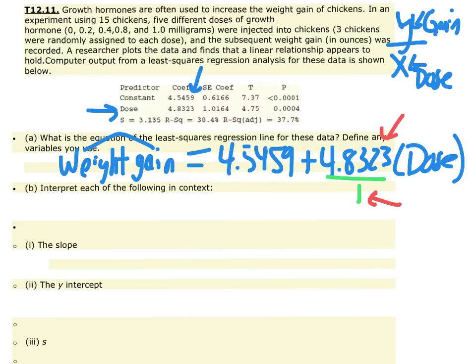The y-intercept, we do see the y-intercept in here. The y-intercept is just the value, or the constant by itself. In this, basically, I'm just going to say it, is that if there was no dosage given, the weight of the bird would be 4.5459 ounces.